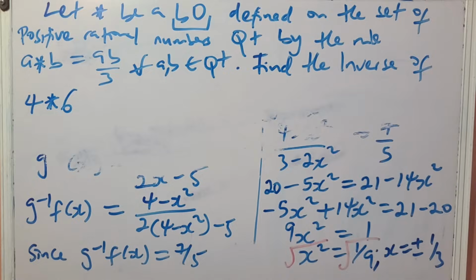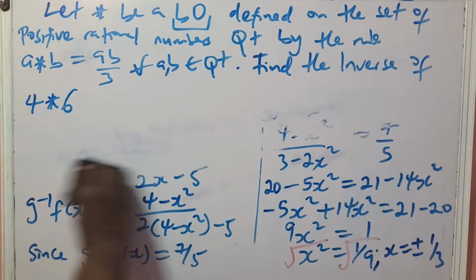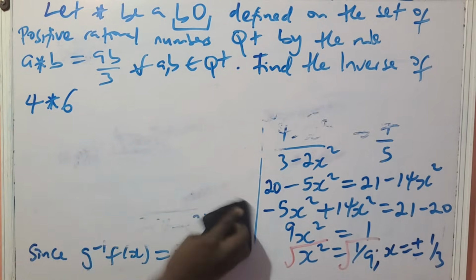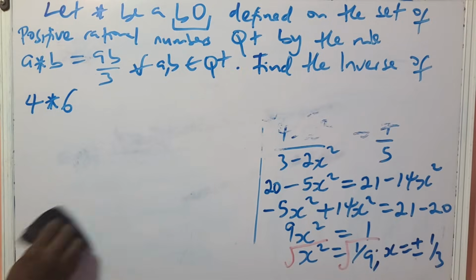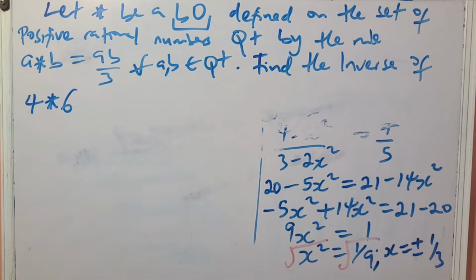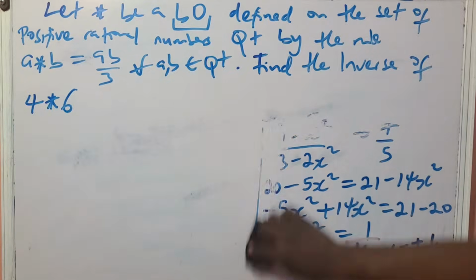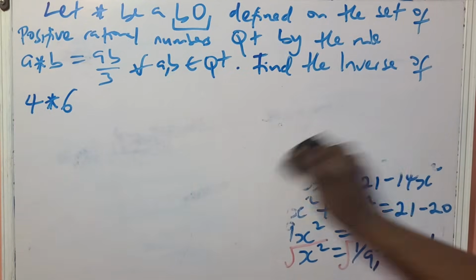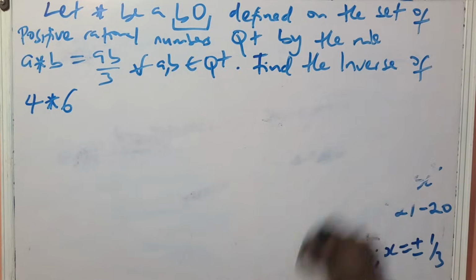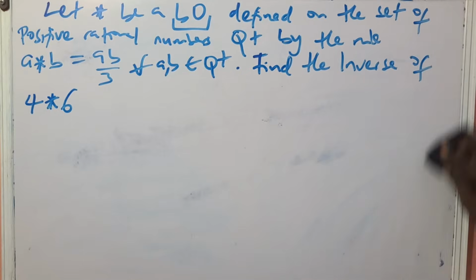No, you people that wrote your answer as 8 are wrong. The answer is not 8. That's why I said pay attention to the question. The question said find the inverse of 4 star 6. No, the answer is not 1 over 8. Well, that's the reason why we're here. Let me solve it for you guys. Do we have any other correct answer? No, the answer is not 4.